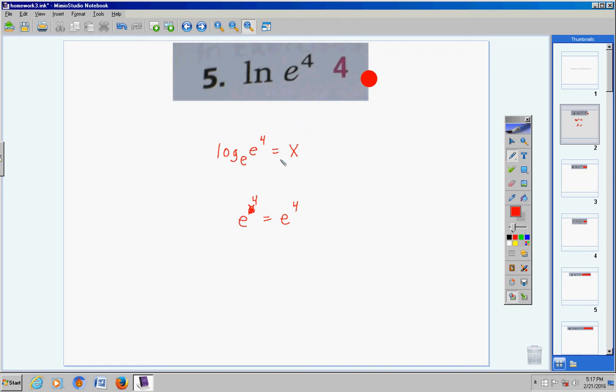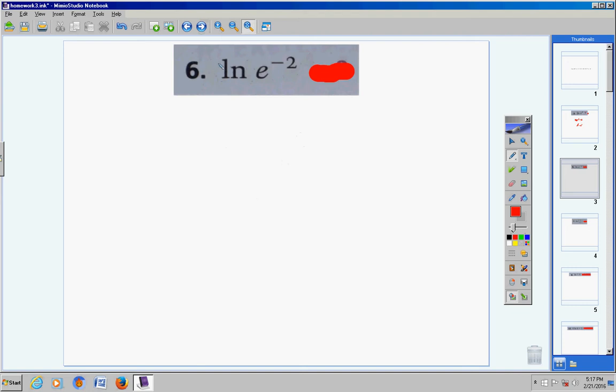Understand this, and make sure you get this, okay? Number 6. Okay, same thing, guys. Look, natural log. This right here means logarithm base e, and then bring down your e to the negative 2. Whenever these two match, your answer is just the exponent, so your answer is negative 2.